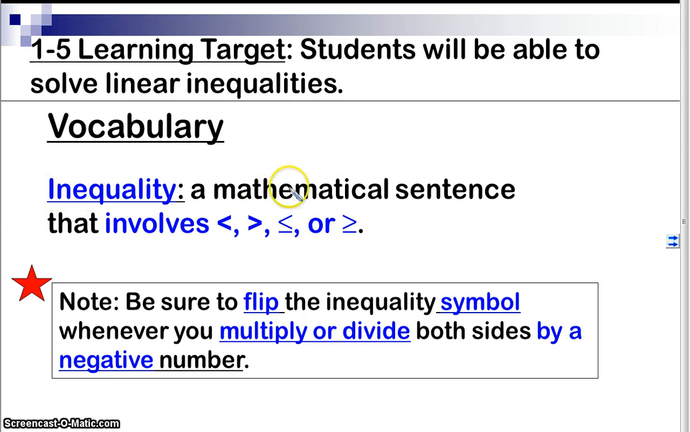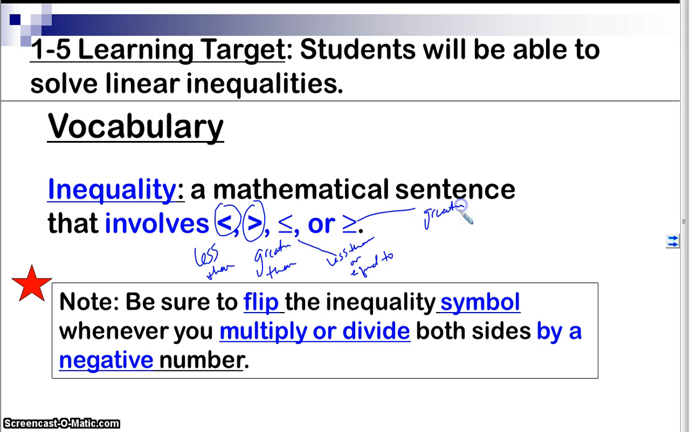First, an inequality. An inequality is any mathematical sentence that involves a greater than, a less than, a greater than or equal to, although I'm sorry, this is a less than or equal to, and this is a greater than or equal to. My handwriting is very sloppy.